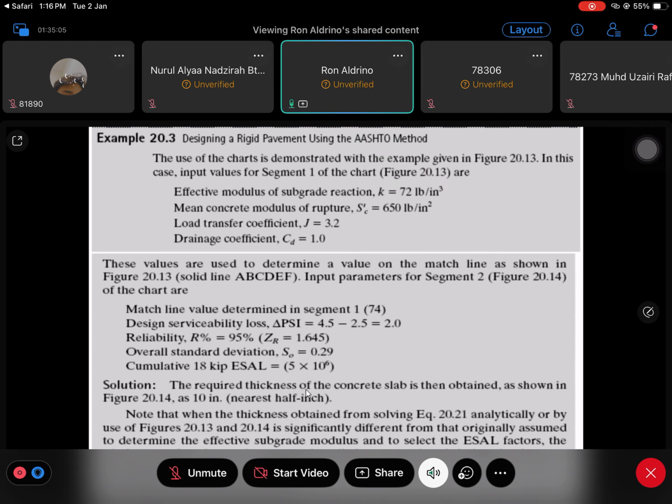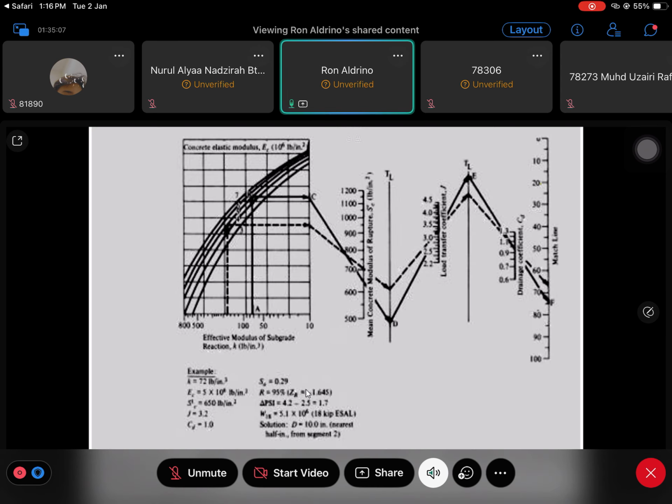So what happens is that if you look at this chart, you take in all the example. The first example is that the effective modulus of subgrade reaction is taken as 72. So you look for the number 72 here. This is 50, this is 100, so 72 is somewhere here, at point A.